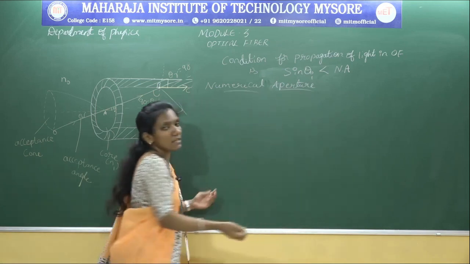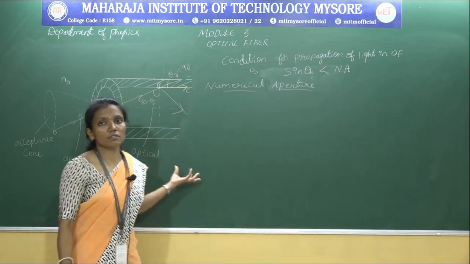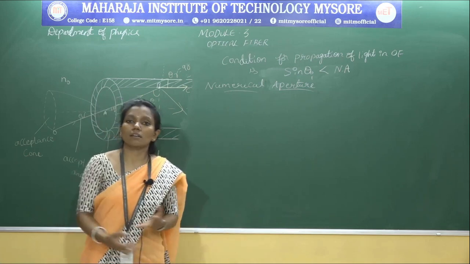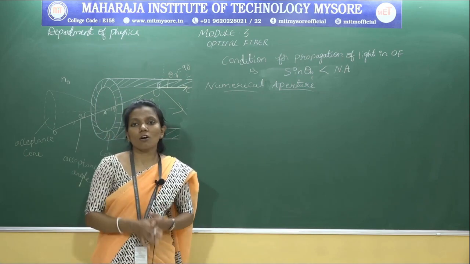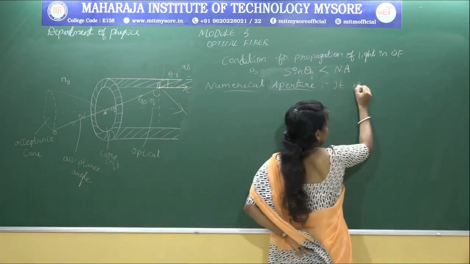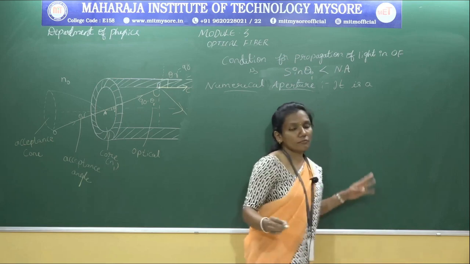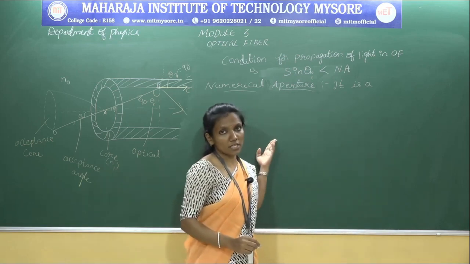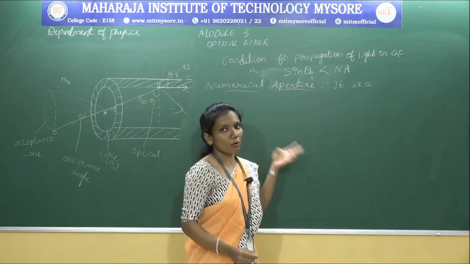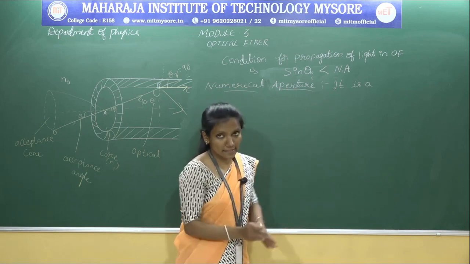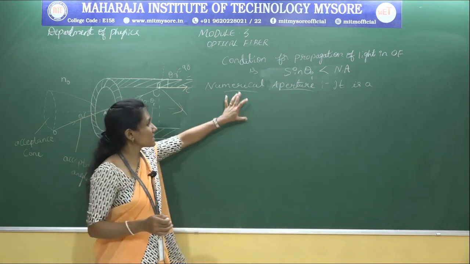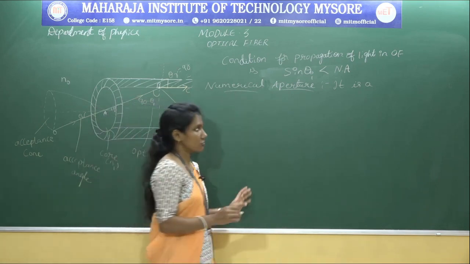So what is numerical aperture? Totally, it is the measure of the efficiency of the optical fiber, the collection of the number of light rays in the optical fiber. It is a measure of the power launching efficiency or collecting of the light rays inside the optical fiber. How much light can be collected inside the optical fiber, that is nothing but numerical aperture.